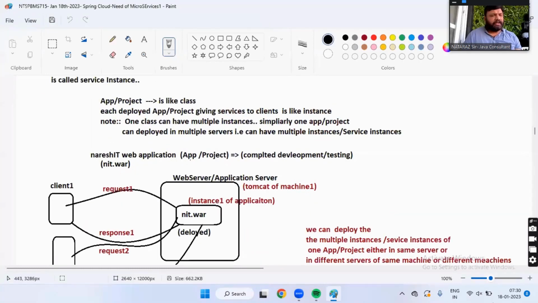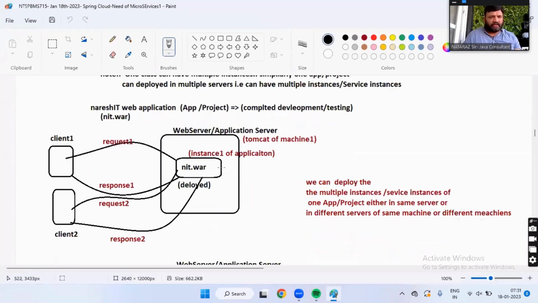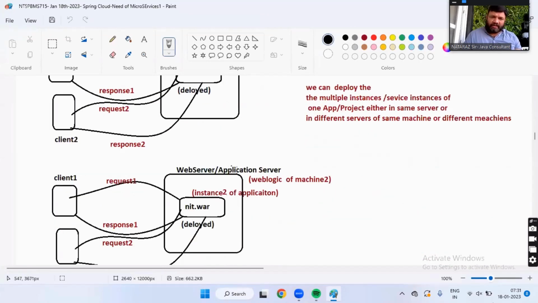Take a Naresh IT web application or project that has completed development and testing. That one is deployed in one server, which is Tomcat. It is also deployed in another server, which is WebLogic. So total how many instances are there? Two instances. Is that clear?